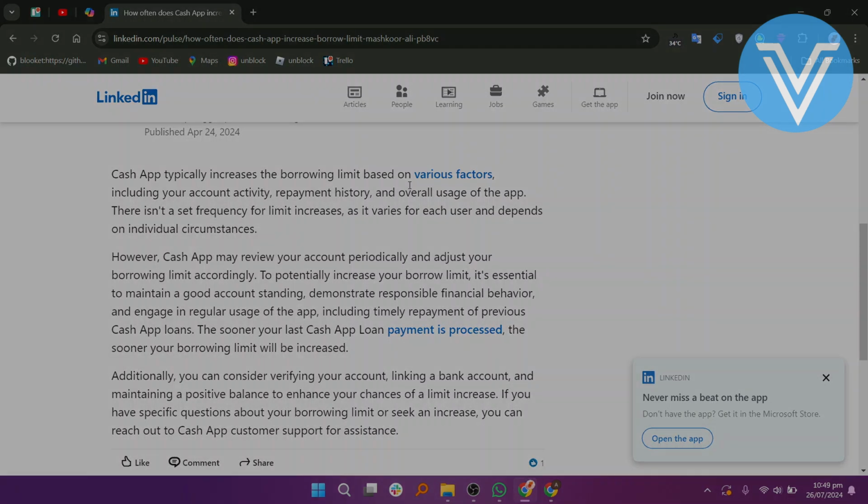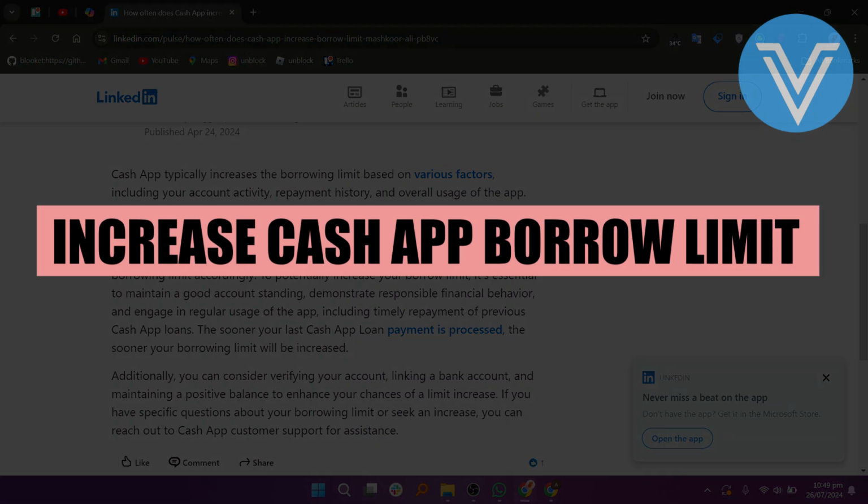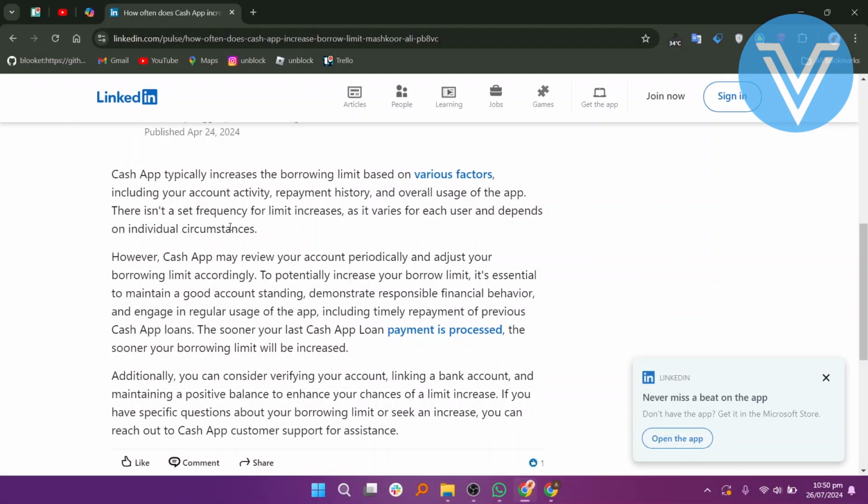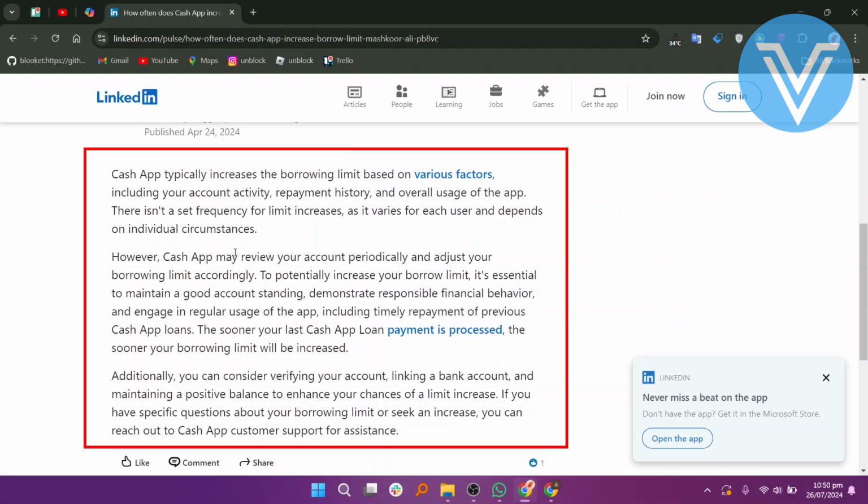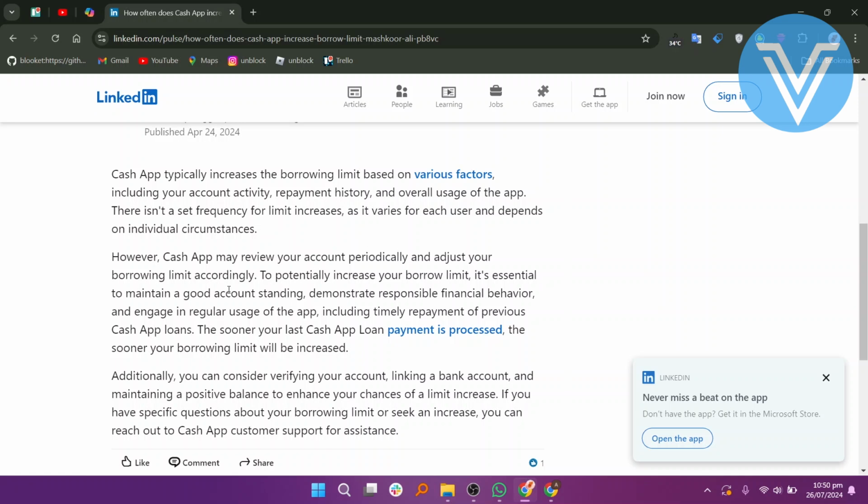In this video, I will show you how to increase Cash App's borrow limit. Cash App typically increases the borrowing limit based on various factors, including your account activity, repayment history, and overall usage of the app. There isn't a set frequency for limit increases, as it varies for each user and depends on individual circumstances. However, Cash App may review your account periodically and adjust your borrowing limit accordingly.